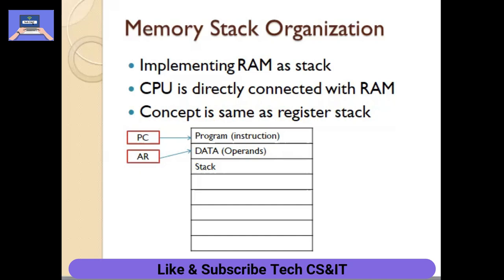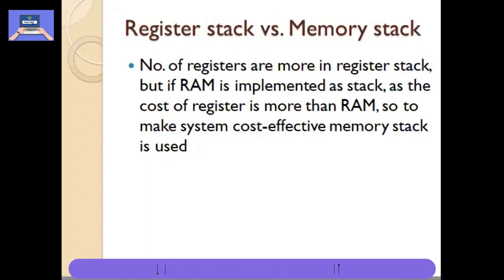So 1000 to 2000 would be the program instructions, like scanf, printf, etc. From 2000 to 3000 is the memory location for the data operands, and then 3000 to 4000 would be implemented as a stack. It will be operated on in the same way as the register stack operates.